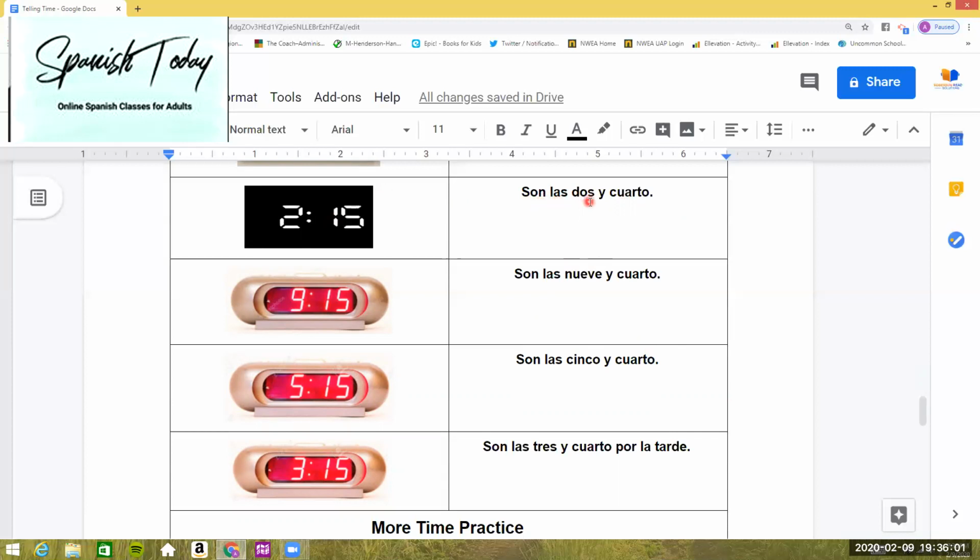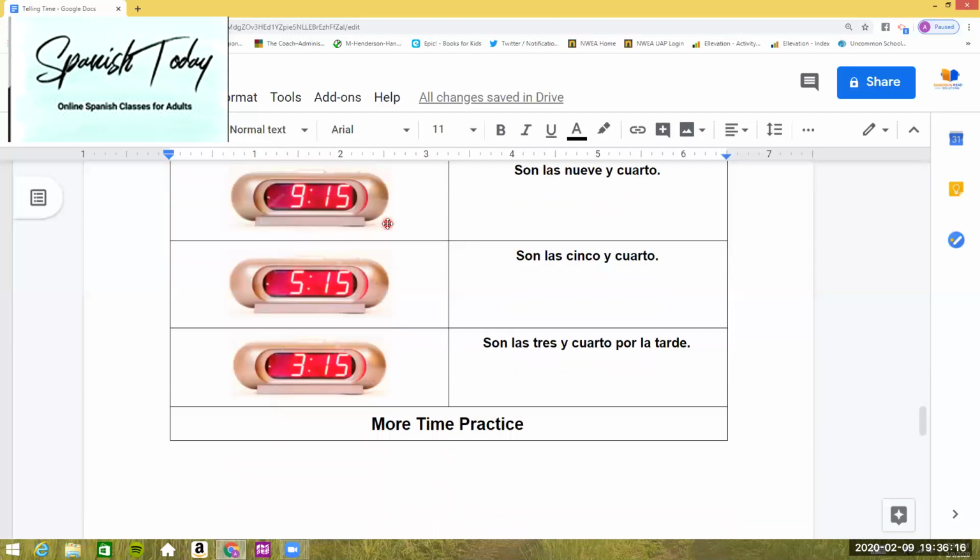Son las 2:15. Muy bien hecho. Let's try it one more time. Son las 2:15. Muy bien. Okay, let's try it with 9:15. Son las 9:15. See the pattern there?